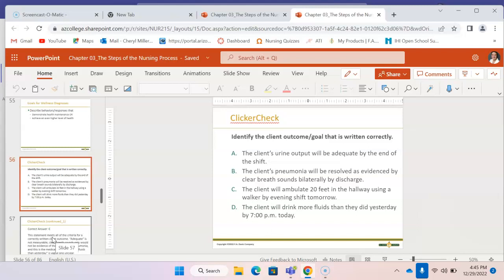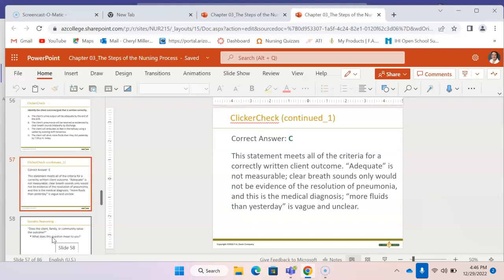Probably not. A client will ambulate 20 feet in the hallway using a walker by evening shift tomorrow. Ooh, that sounds good. Who, what, when, where, how, why? That kind of answers everything. The client will drink more fluids than they did yesterday by 7 o'clock. Can I drink coffee? Does it have to be clear liquid? Clear fluid? It also doesn't tell me how much they drank by 7 o'clock yesterday. C is the answer.